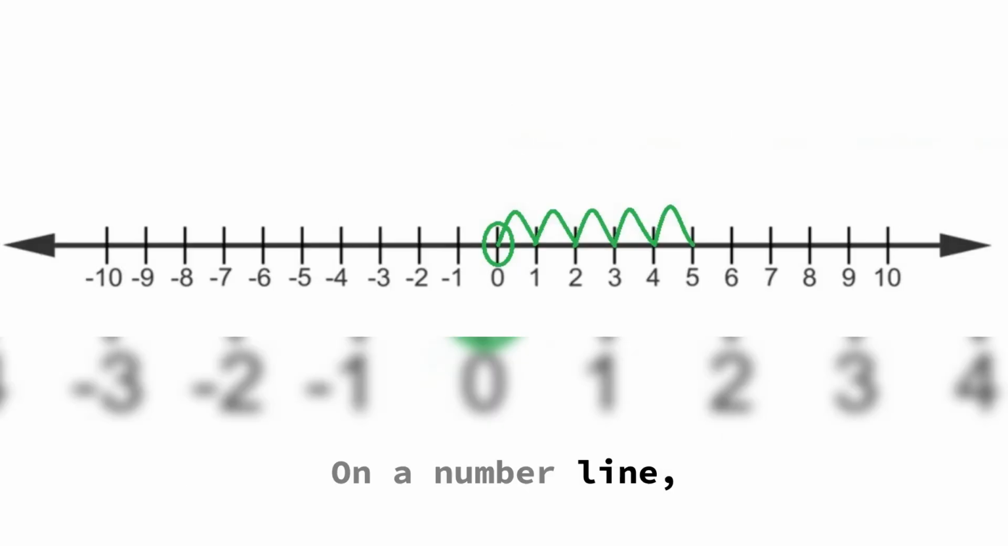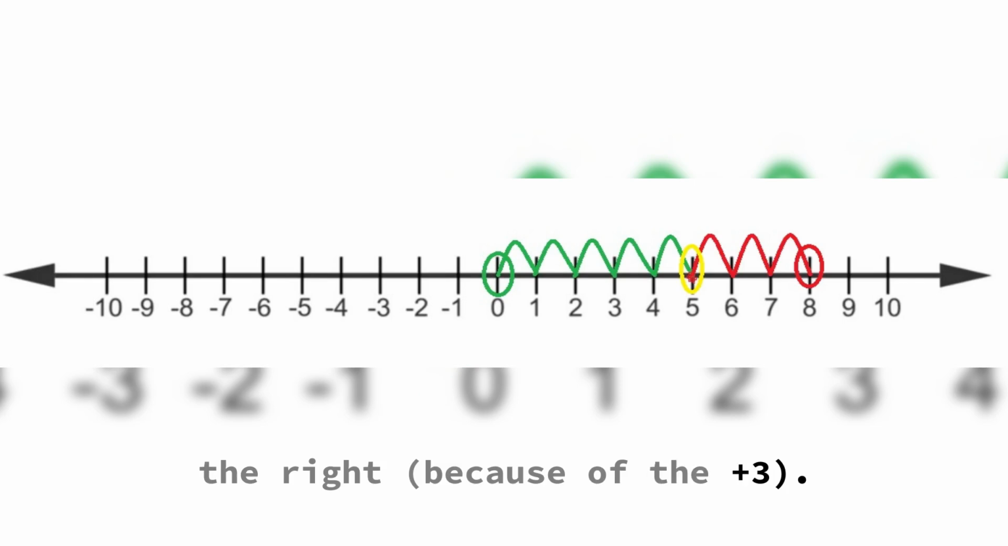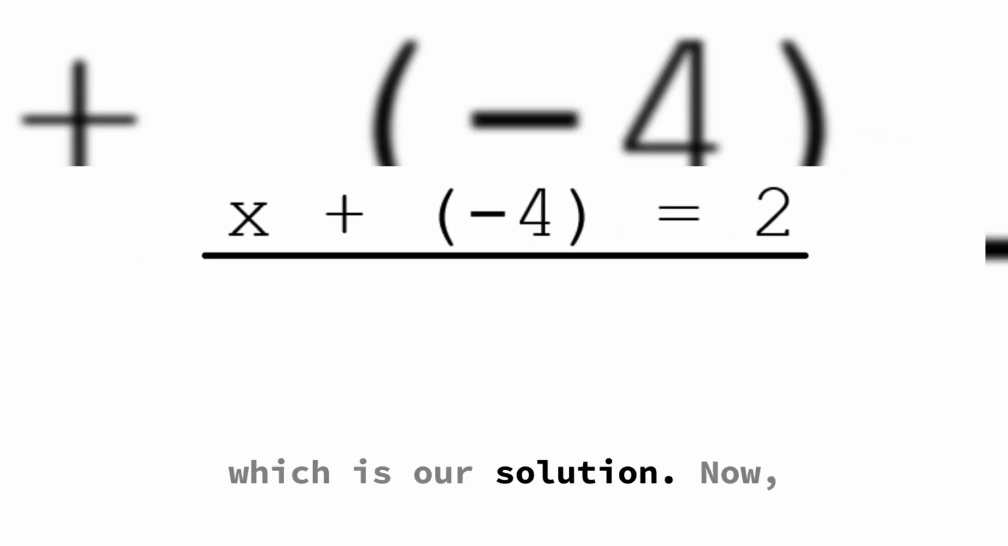On a number line, you would start at 0, move 5 steps to the right, because of the +5, and then move 3 steps further to the right, because of the +3. You would end up at 8 on the number line, which is our solution.